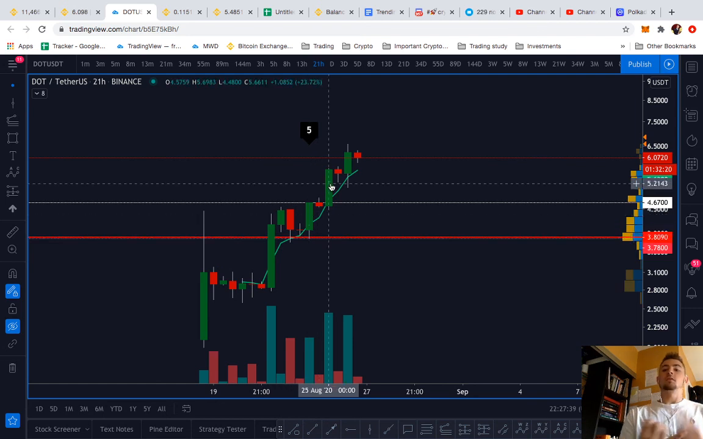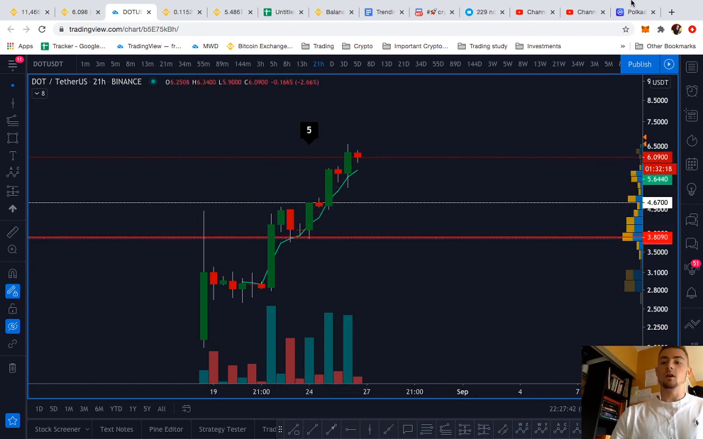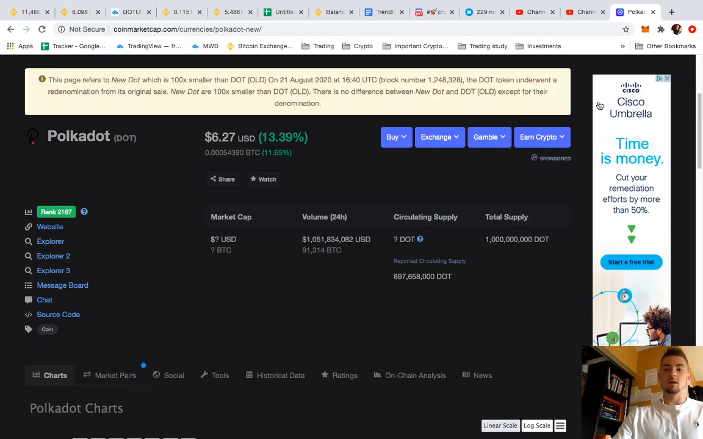Now, when it comes to fundamentals of this bad boy, let's pull it up because I have it up. When I say fundamentals, I'm talking about not the news necessarily, but the total supply. What is going on? Reported circulating supply. What is going on with the DOT team, right? That's what I'm talking about, fundamentals.